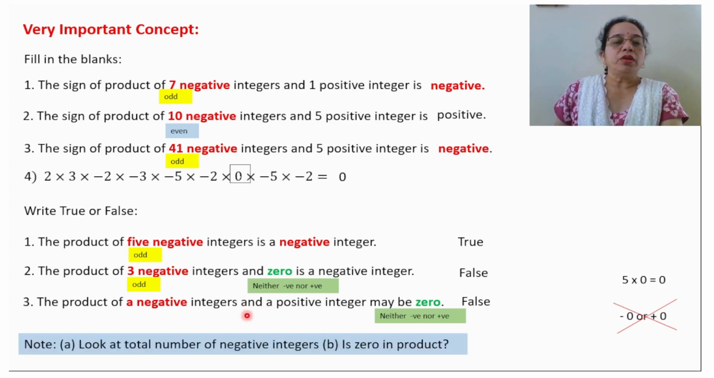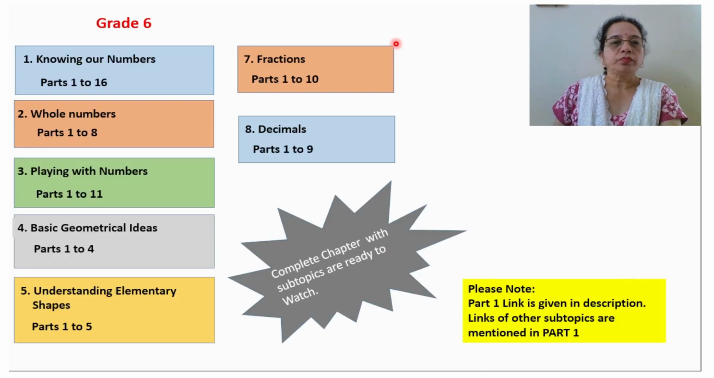So what is the important point after the discussion of these questions? Look at the total number of negative integers. Always we look at the total number of negative integers. And the second point is 0 in the product. Whenever we need to find the product, is there a 0? That is the very important concept.